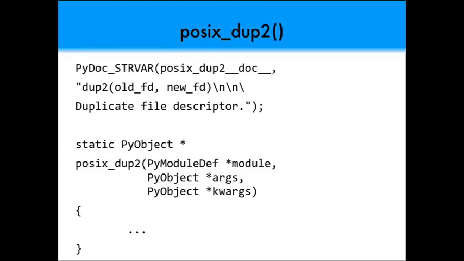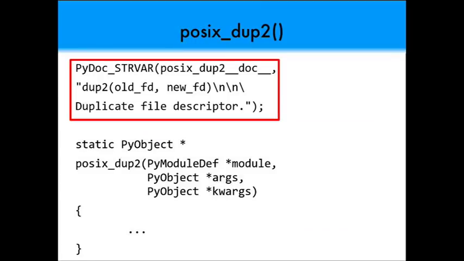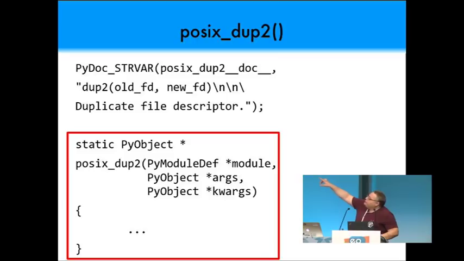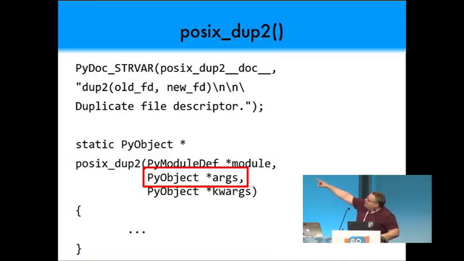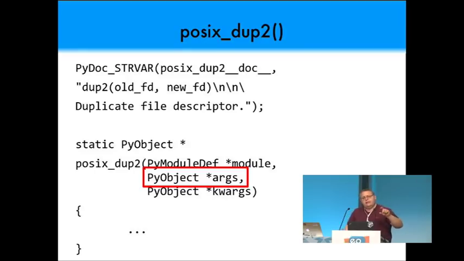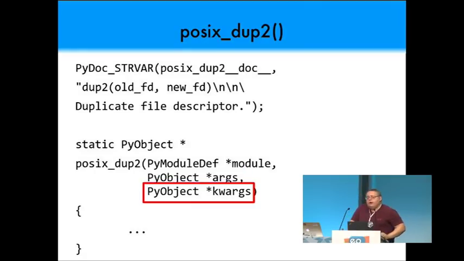So here's posix_dup2. This is sort of the external stuff. There's the doc string, which is a C string. And there's the external interface for dup2. Most of it is kind of interesting. It returns a PyObject star. Everything that is an object in CPython is a PyObject star. It takes in a module, and here it takes the args and kwargs. And this is the interesting part, or at least for this talk. Args is a pointer to a tuple, and that contains the positional arguments. Kwargs is a pointer to a dict, and that contains the keyword arguments, if there are any.